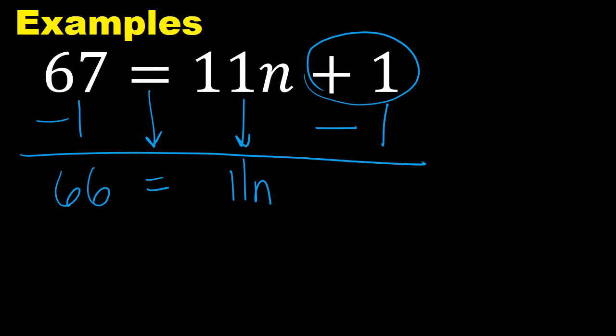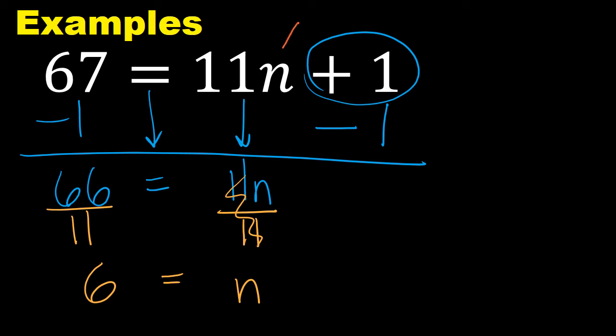But n is not by itself yet. There's 11n, so let's go ahead and divide both sides by 11. On the right side, my 11's cancel out to leave me just with n being equal to 6. What I can do is double check my work. If I fill in 6 for n, I have 11 times 6 is 66, plus 1 gives me 67. So I know that my work checks out.